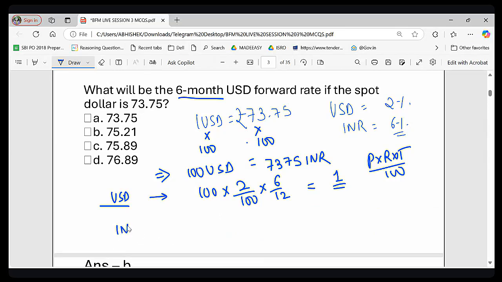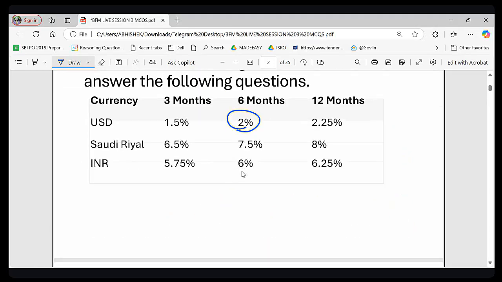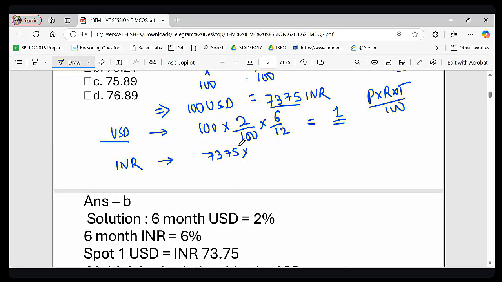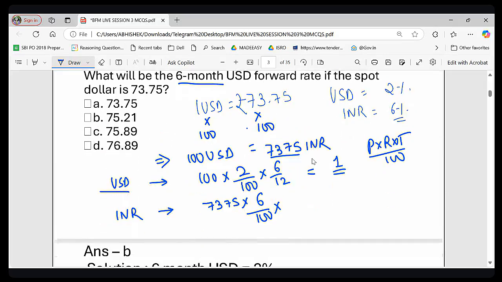Similarly, calculate the interest for Indian rupees. If we calculate it for Indian rupees, what will that be? The amount is 7375, P into R. What is the rate of interest for INR for 6 month forward? You can see it clearly. It is 6%, as per this chart. So P into R into T. You just write R as 6%, into T. What is the time period? The time period is 6 months, so into 6 by 12.